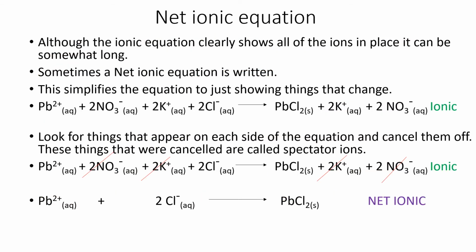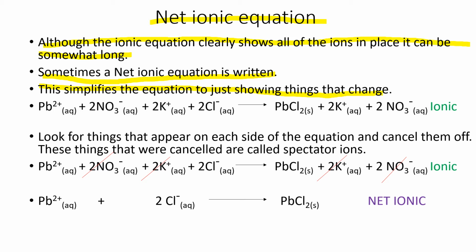There's one last equation we can write from this, and it's called the net ionic equation. Although the ionic equation clearly shows all the ions in place, it can be a little bit long and cumbersome. Sometimes we can write a more condensed way of showing that. So sometimes the net ionic equation is written. What the net ionic equation does is simplify the equation to just showing the things that end up changing in this. It shows the action for what happened in the reaction.